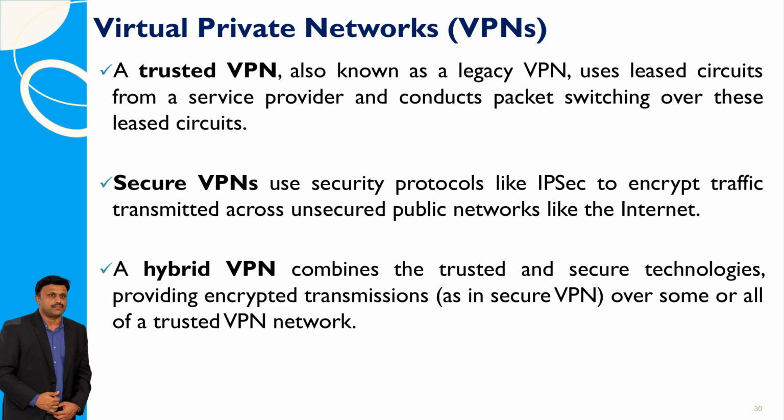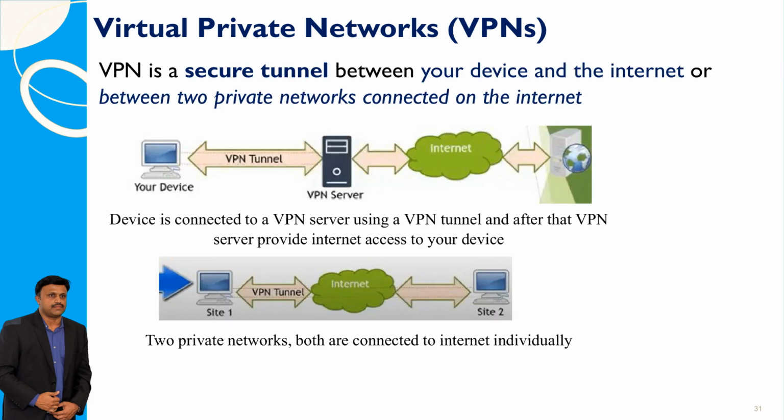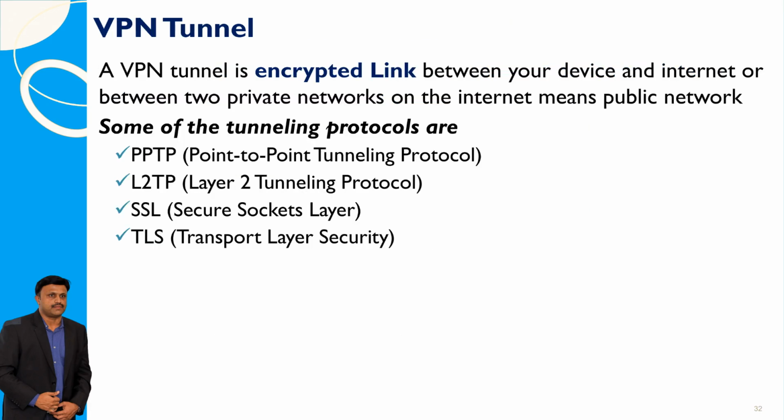A virtual private network establishes a secure tunnel between either your device and the Internet or two private networks interconnected over the Internet. A VPN tunnel establishes an encrypted connection between your device and the Internet, or between two private networks over the public Internet. Various tunneling protocols facilitate this, including point-to-point tunneling protocol, Layer 2 tunneling protocol, secure sockets layer, and transport layer security.